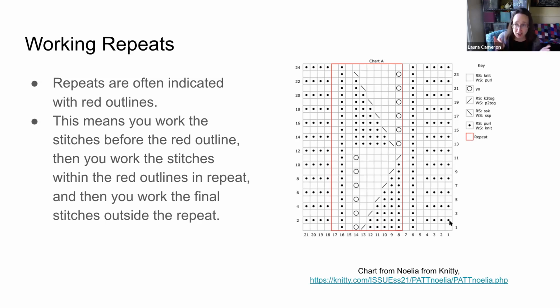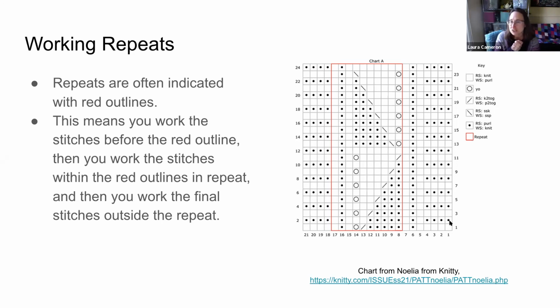Okay, so let's talk about repeats. One of the really nice things about charts is they make looking at repeats really easy. We've all seen those written direction rows where repeats are indicated in brackets or parentheses or with a star and then repeat from star. That's kind of what the chart is attempting to show us here. And who hasn't missed the asterisk? Yes.